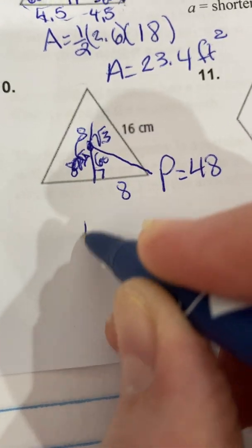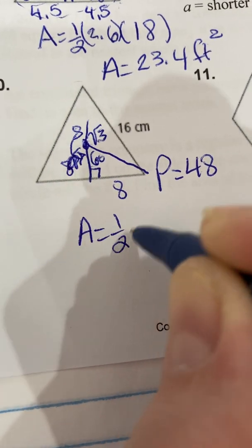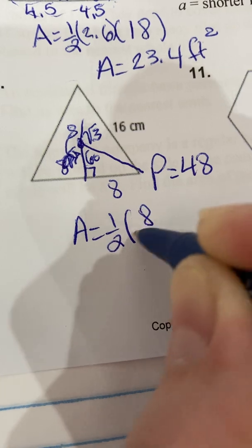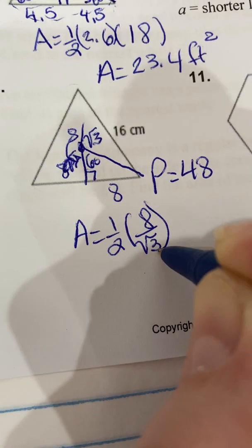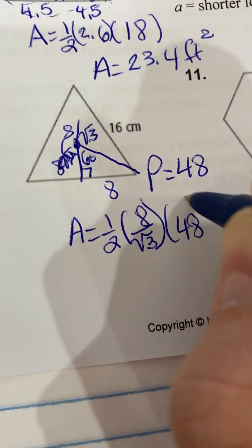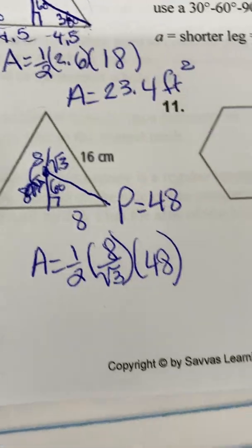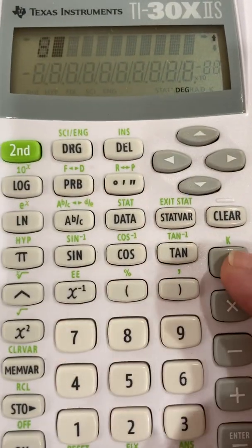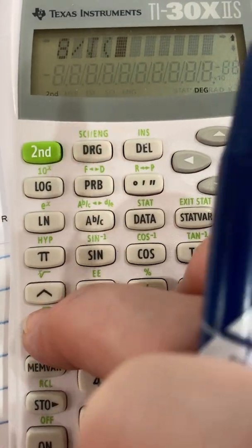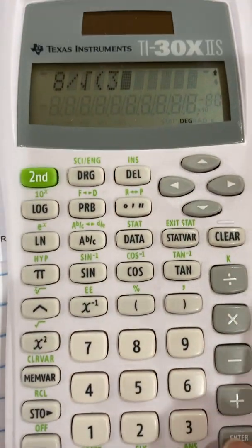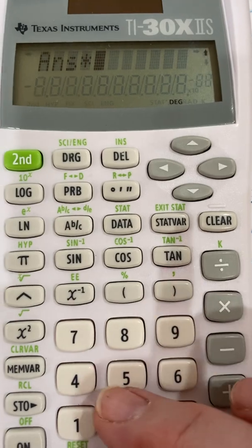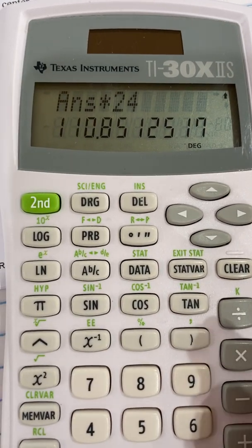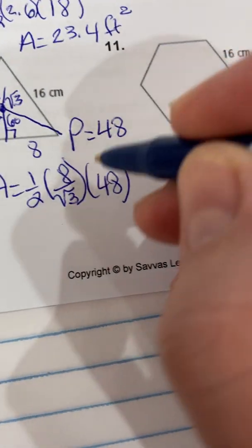Okay, so let's do area is 1/2. And again, you can go to your calculator and do 8 divided by the square root of 3, and then take that times 48, or you can take half of 48 right now and just put 24. All right, so go to our calculator. We're going to take 8 divided by the square root of 3, and then multiply it by 24, and we get 110.9.